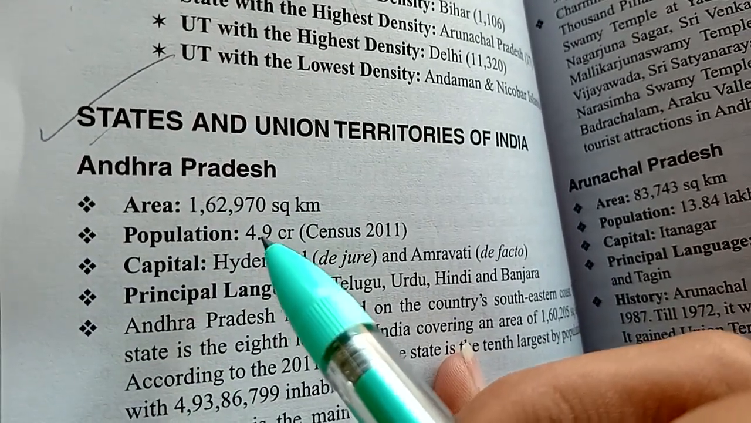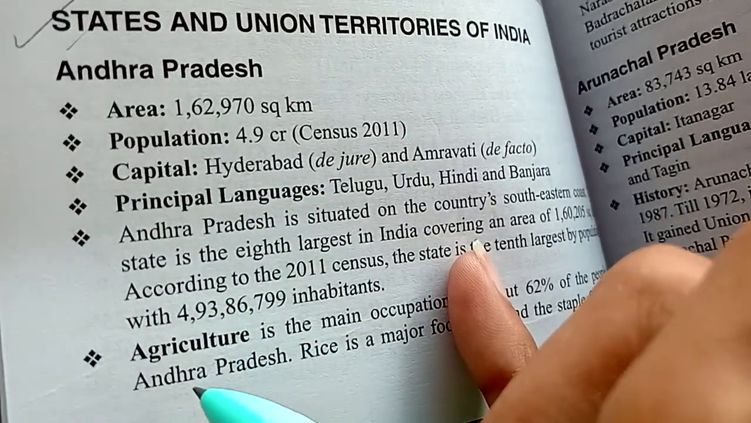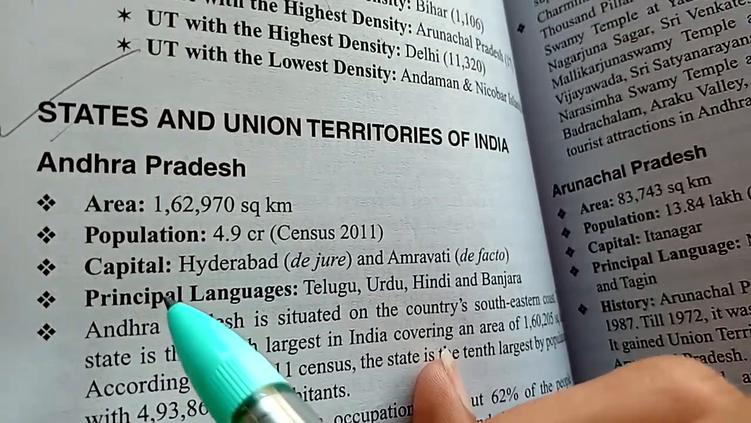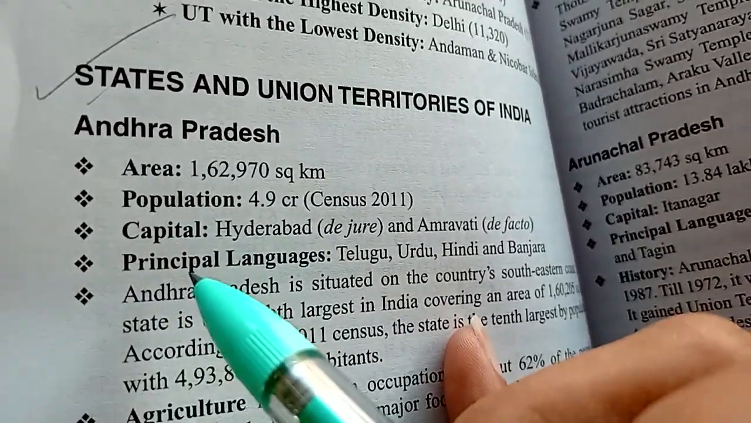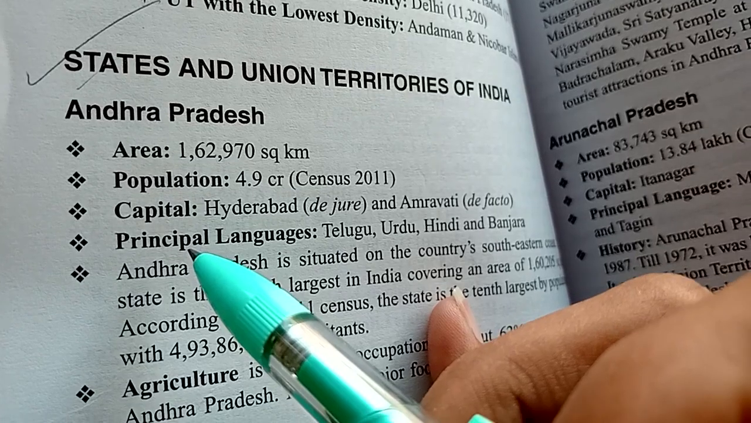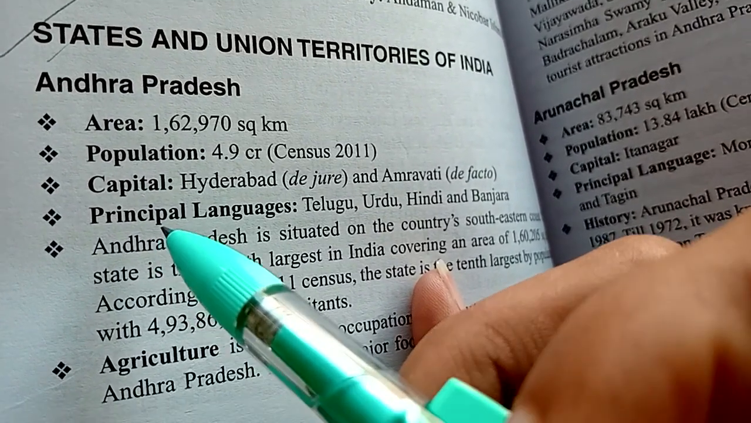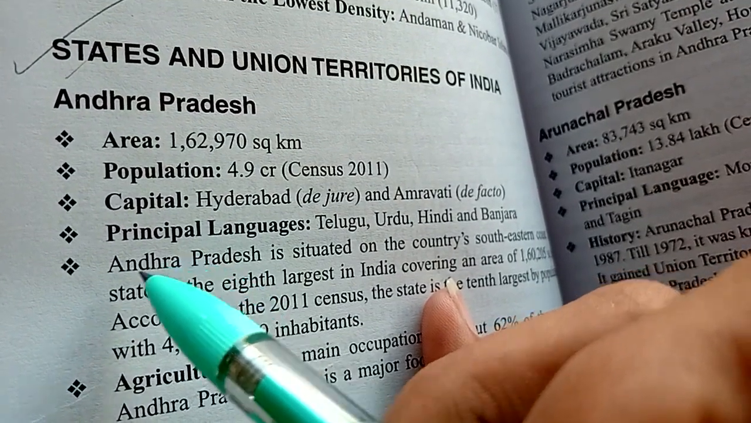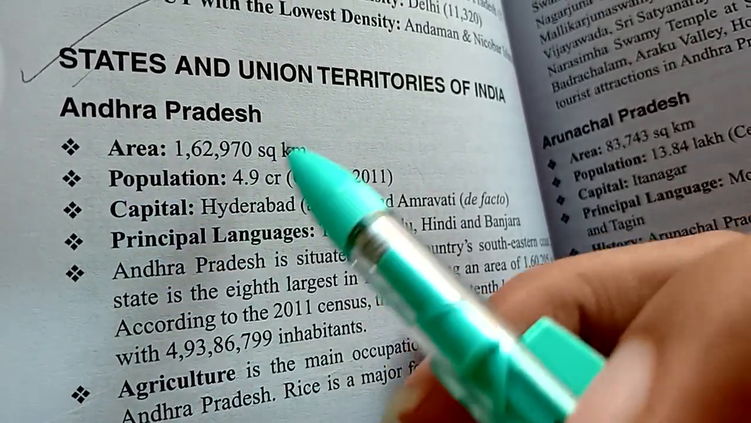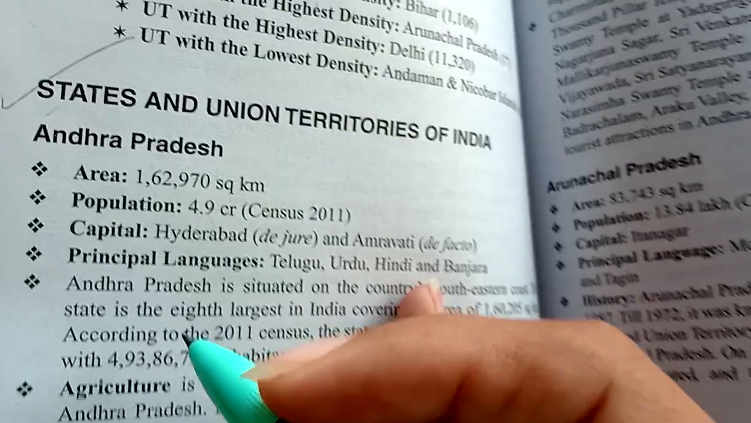Population of Andhra Pradesh, capital, principal language, agriculture. Like this we are going to discuss all the features of each and every state, what they are famous for, their agriculture products, what they are doing, and their population, area, capital, and principal language. We are going to discuss all these things for all the states.